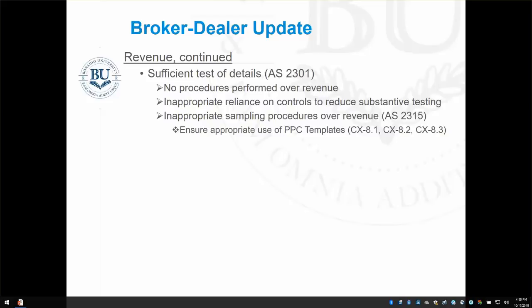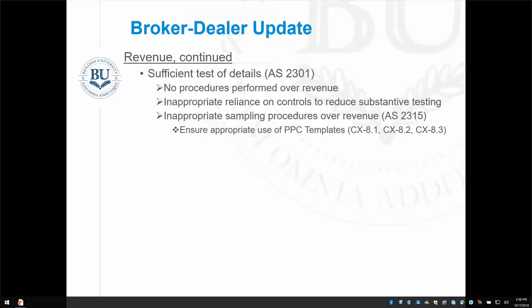And so the PCAOB, as part of their inspection process and their evaluation, their analysis was that there was just not sufficient testing of procedures and details, and there might have been too much reliance on controls. And if there was too much reliance on controls, then there wasn't enough testing of those specific controls, mainly surrounding the overall sampling size and the sampling procedures. So how do we get comfortable with this from an audit perspective?